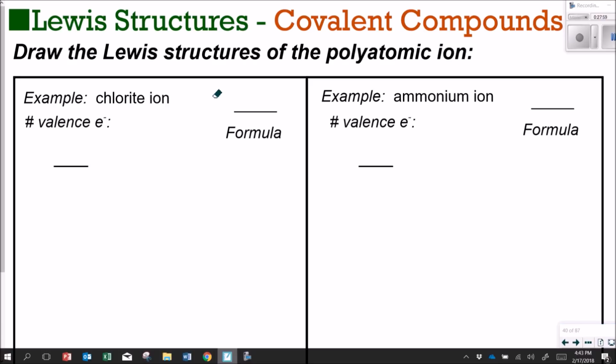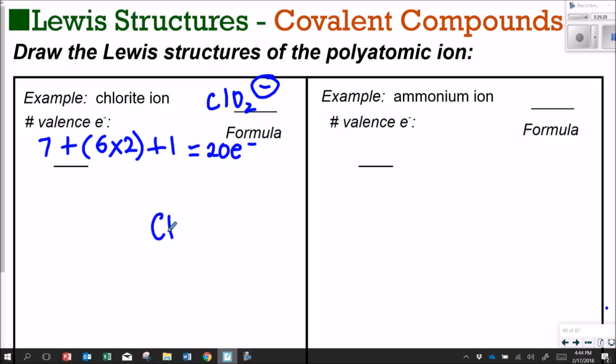The chlorite ion's formula is ClO2, with a -1 charge. We count the available electrons. Chlorine is 7 and oxygen is 6, and we have 2 oxygens. But now we have to account for this negative charge. So because it is negative, it has gained an electron, so we add that gained electron. We'll put chlorine in the middle since there's only one of the chlorines, and I'm going to put 2 oxygens on each side. Then I'm going to give each oxygen an octet.